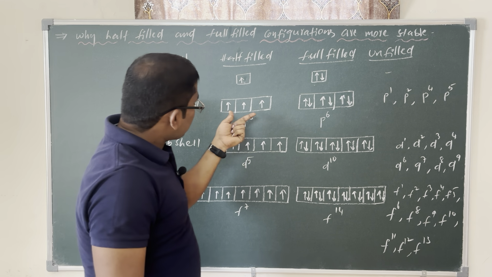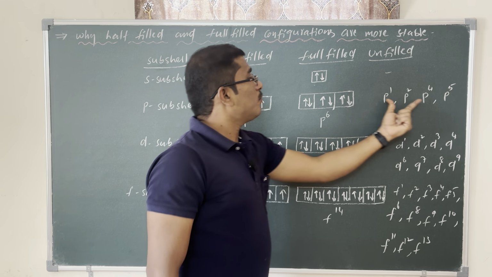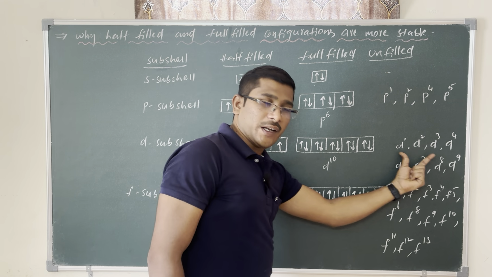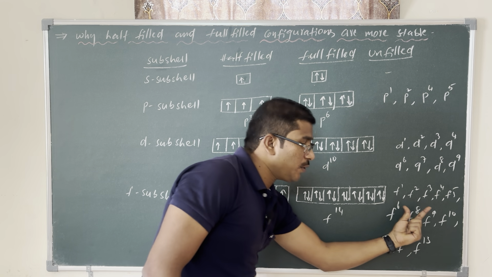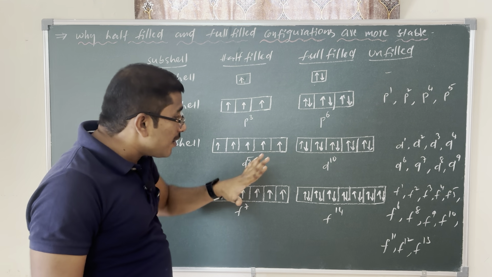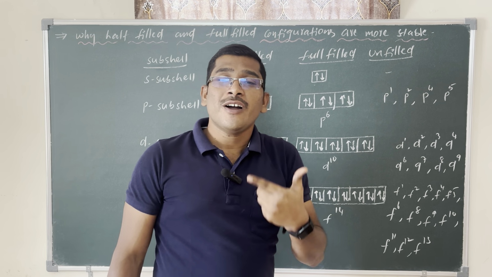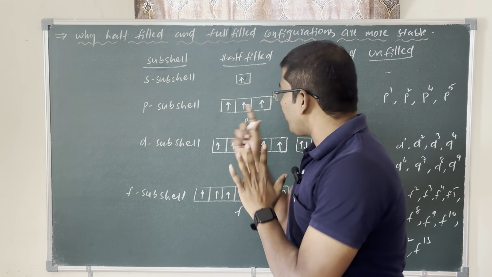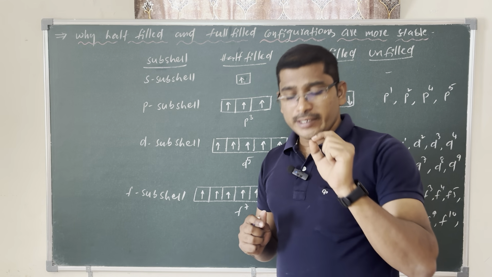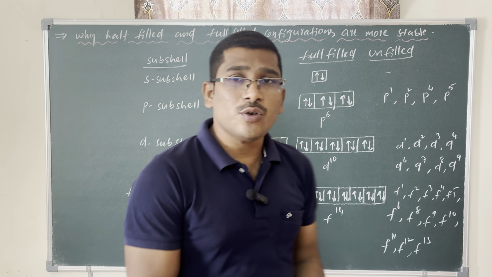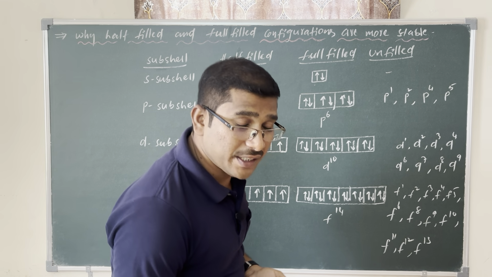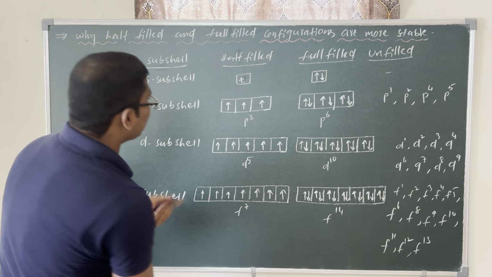Why are these half filled and full filled configurations more stable than unfilled ones? What is the reason behind the stability of the half filled and full filled configurations of different subshells? That is the topic we are going to discuss now. It's very important, students. Now I hope you understand what is half filled, full filled, and unfilled. Now come to the discussion of why these are more stable.